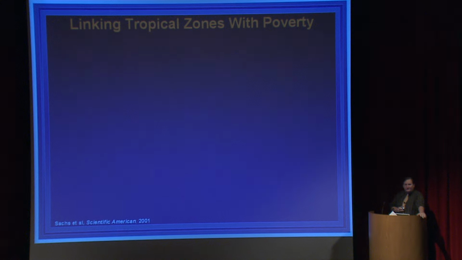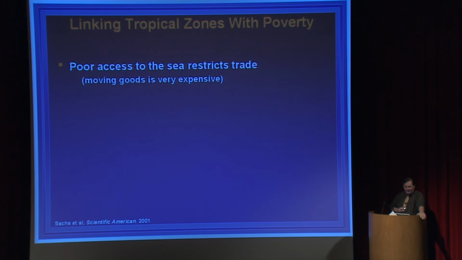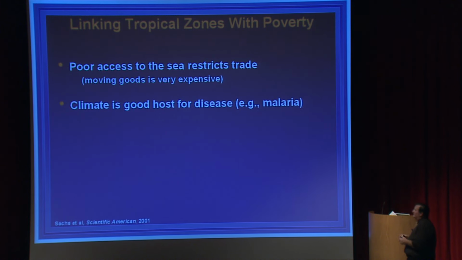Sachs also talked about how the tropical zones are linked with poverty and why this might be. Well, one reason is poor access to the sea, and this goes way back in human history, where moving goods becomes more expensive. If you're a poor country, but you're landlocked and far from the sea, where a lot of things get shipped, it's just going to be more expensive to get things to you, including food.